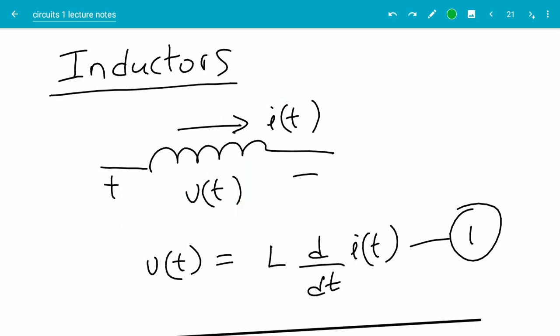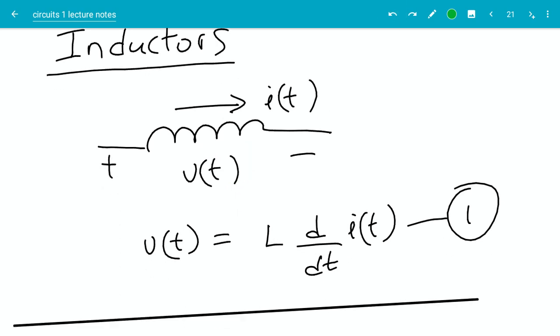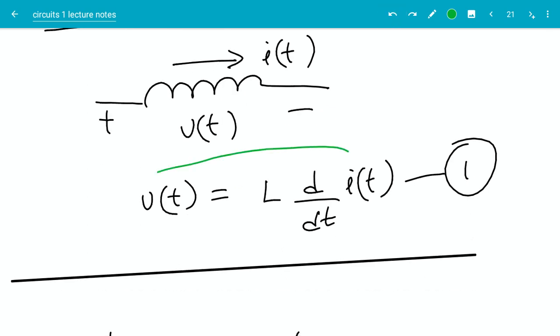From physics, you can derive this. Let's say there is an inductor, and there's a voltage drop of v(t) from left to right, and the current i(t) is flowing from left to right. That means the current is flowing in the direction of the voltage drop. Again, this is important. If that is the case, then the voltage and the current are related this way.